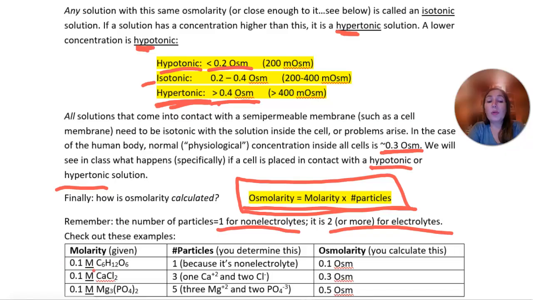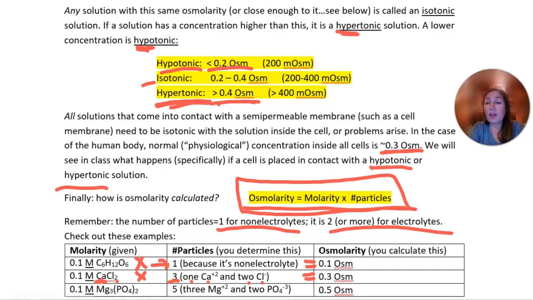If we've got 0.1 molar C6H12O6, that's just going to have 1 particle because it's a non-electrolyte. So to get osmolarity, we just take 0.1 times 1 and we get 0.1 for osmolarity. What about for calcium chloride? We have 0.1 molar calcium chloride, multiply that by a calcium ion and 2 chlorine ions is 3 total ions, 1 calcium, 2 chlorine. So 0.1 times 3 is 0.3.